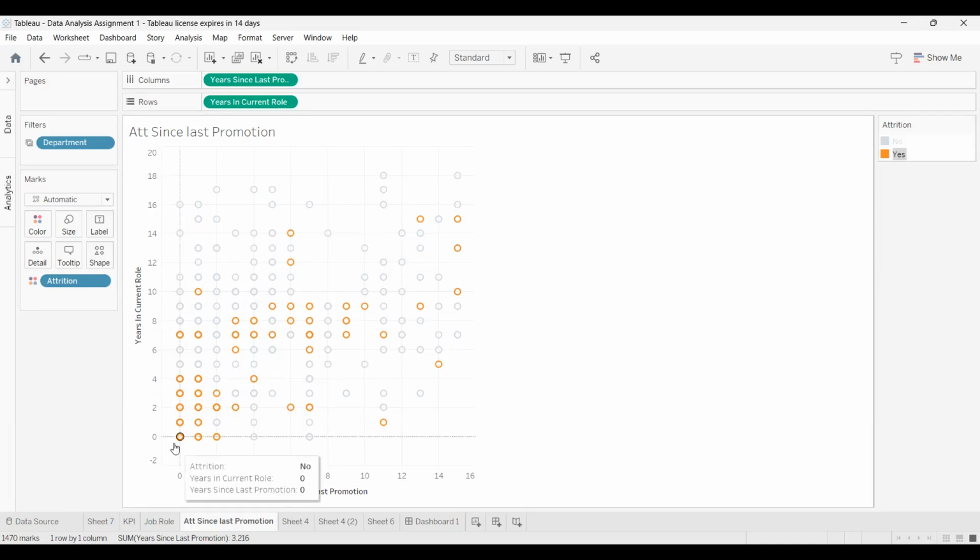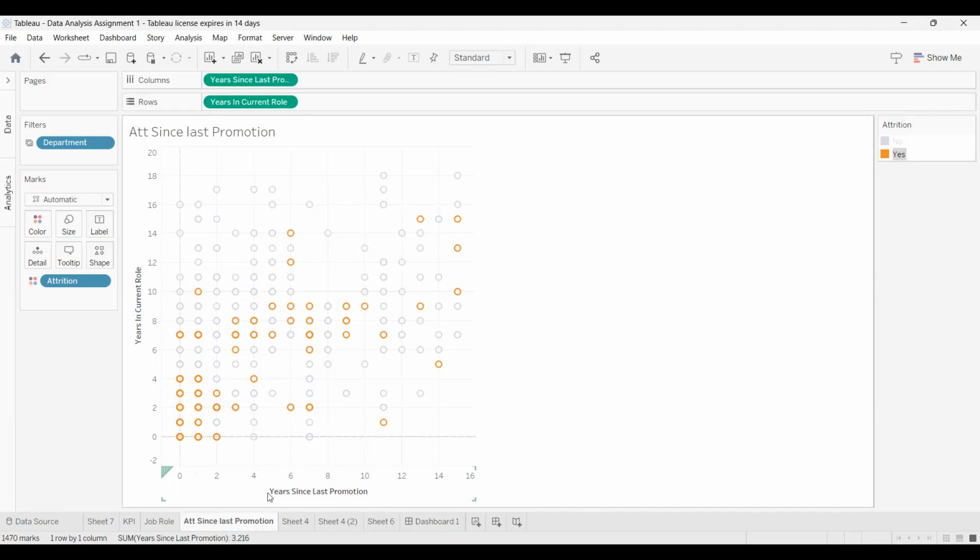we have some people who have actually just joined the company. No, sorry, not joined the company, who have been in a particular role. They have just joined a particular role, but they're actually leaving the company. This is something that probably the HR needs to look into and find out why these people, who have just joined a role and have not been in it for a long period, are leaving.